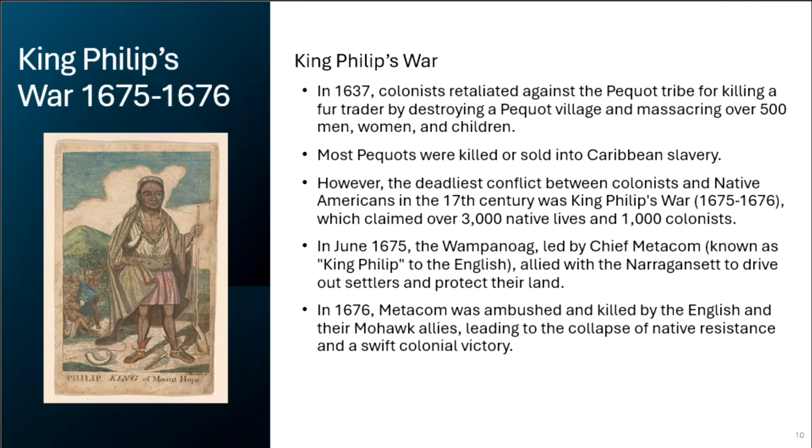What was the outcome of the war? In 1676, Metacom was killed, and the Native American resistance was crushed. The war ended in a decisive colonial victory, but it came at a terrible cost. What do you mean? What was the cost of this victory? Thousands of Native Americans were killed or sold into slavery. The Wampanoag and their allies were decimated, their power broken.